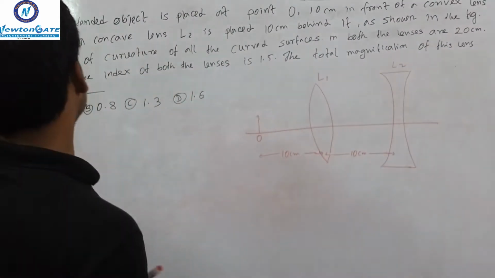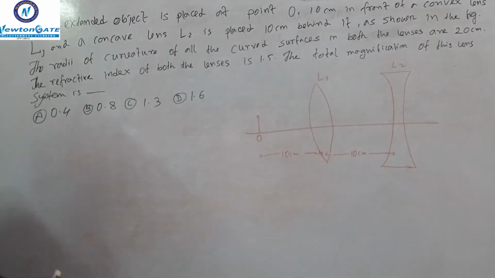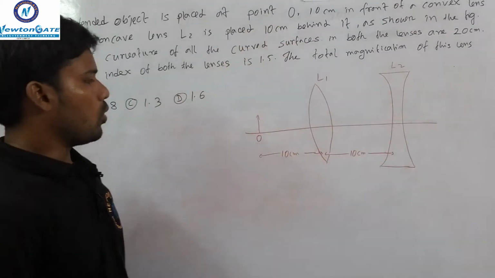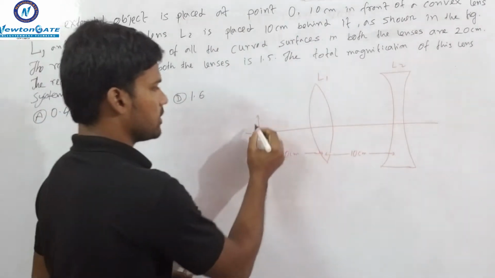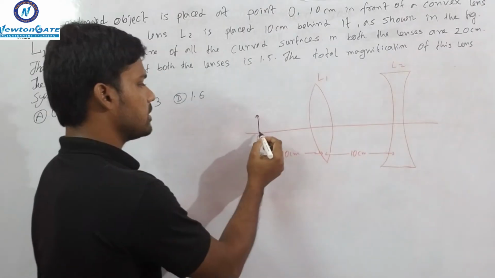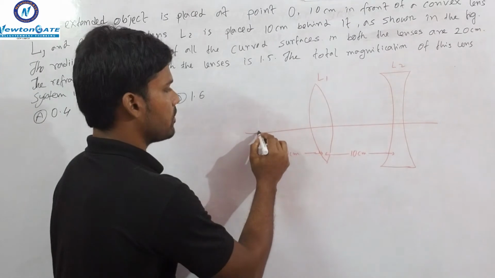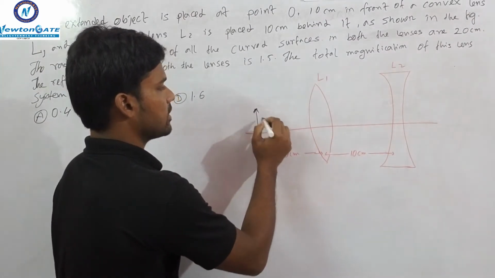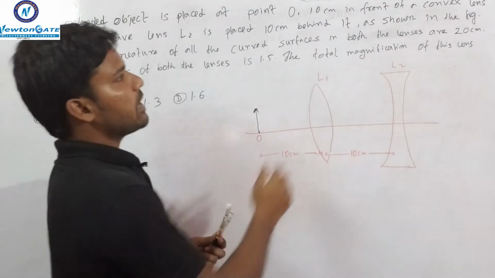So question number 3. An extended object is placed at the point O. So here this is the O point, you can see, and this is the extended object, not a point object. Just remember, this is the extended object, right? So और भी extended कर लेते हैं like this, the extended object. 10 centimeter in front of a convex lens.